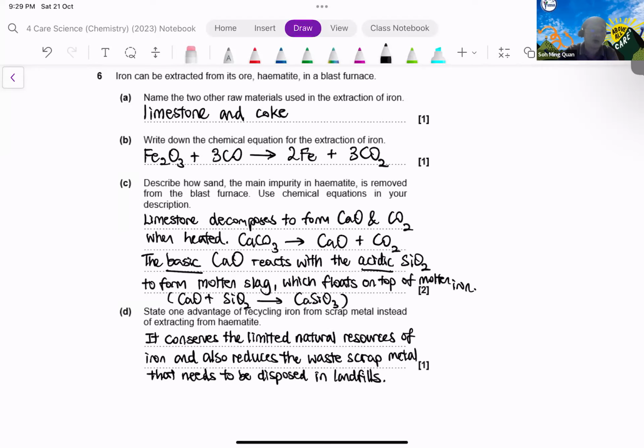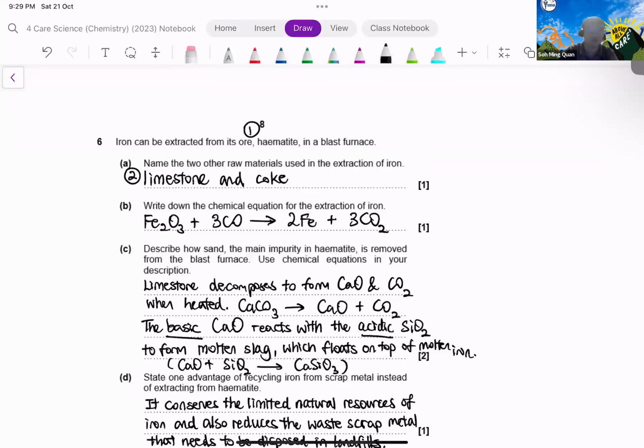All right, so iron can be extracted from its ore, hematite, in the blast furnace. So the first raw material is hematite. The second raw material is coke. The third one is limestone. All right, so hematite, coke, limestone. Next, write down the chemical equation for extraction of iron. This is the chemical equation, and you should try to memorize this equation because it is honestly quite difficult to balance.